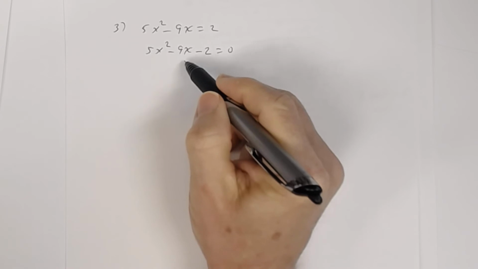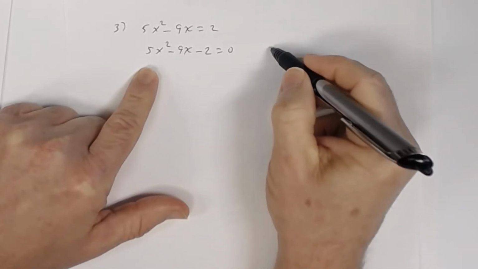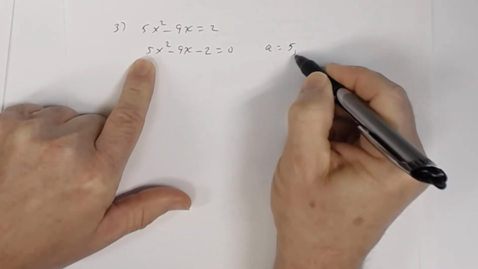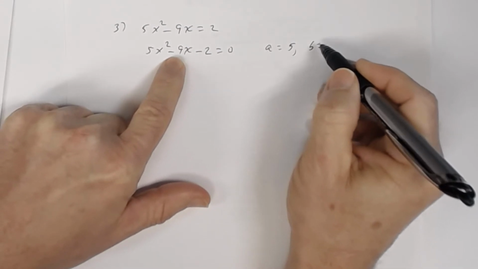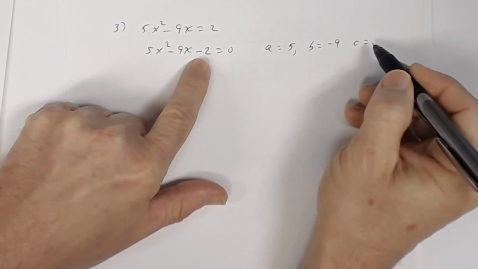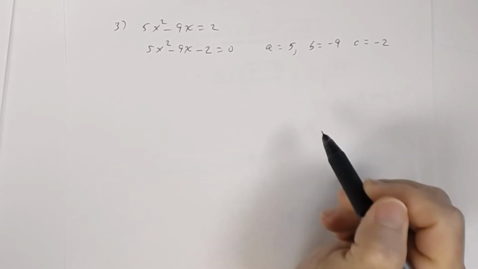Once you get in standard form, you can now determine a, b, and c of the quadratic formula. So a, remember, is the coefficient of your square term, so that's 5. B, remember, is the coefficient of your first degree term, so that's negative 9. And c is your constant, which is negative 2. All right, so it's very important you keep your signs correct.